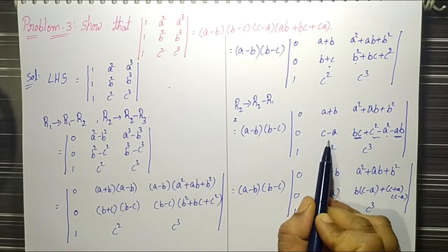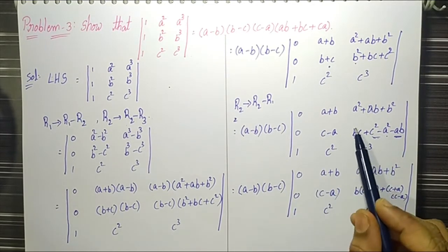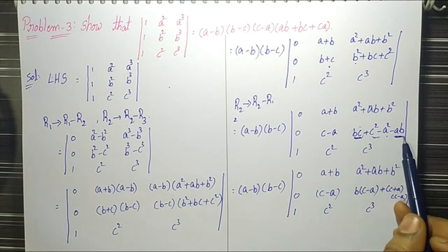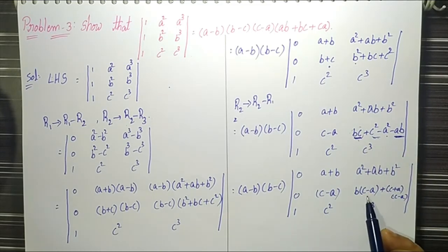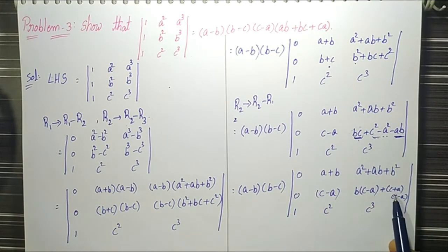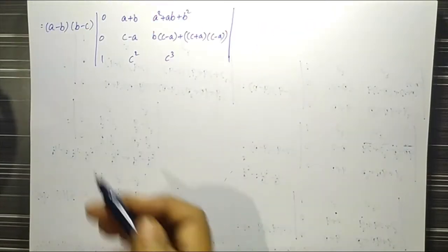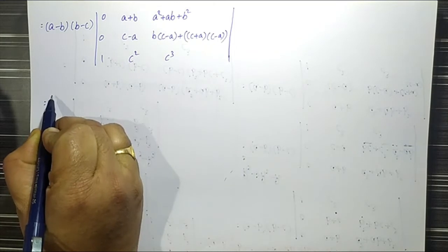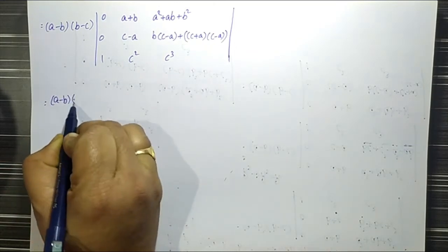Here, c minus a is common. From this term and this term, we have to take b as common, then the remaining values are c minus a. In this we have to apply the a square minus b square formula, that is a plus b into a minus b, that is here c plus a into c minus a. From these two terms, we have to take c minus a as common, then the remaining value is, that is equal to a minus b into b minus c.